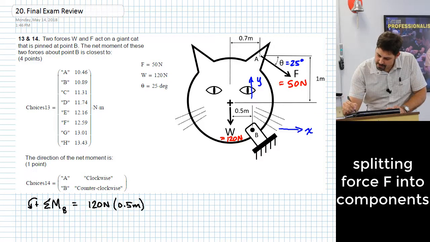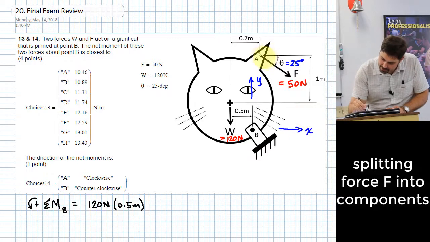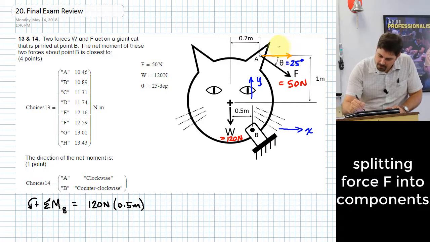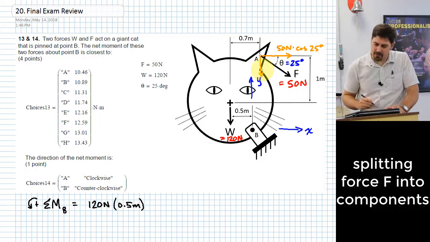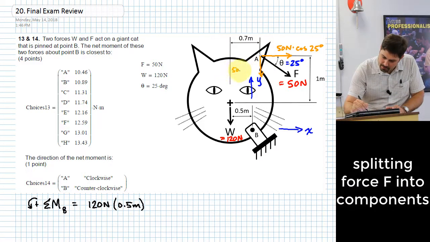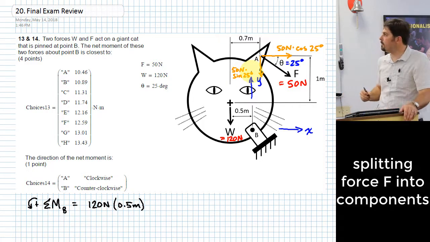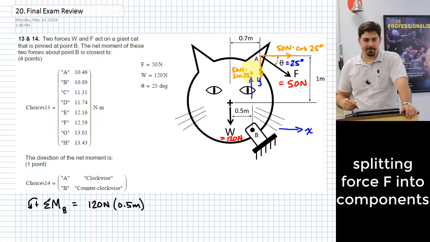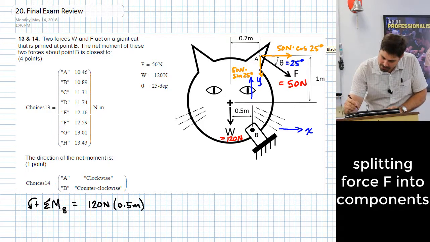Someone says X. So I'm going to show these here in orange. The X component right here is going to be equal to 50 newtons times the cosine of 25 degrees. There's another component that acts right here, and that's going to be 50 newtons times the sine of 25 degrees. I need to deal with each of those separately, so let's deal with the horizontal one first.